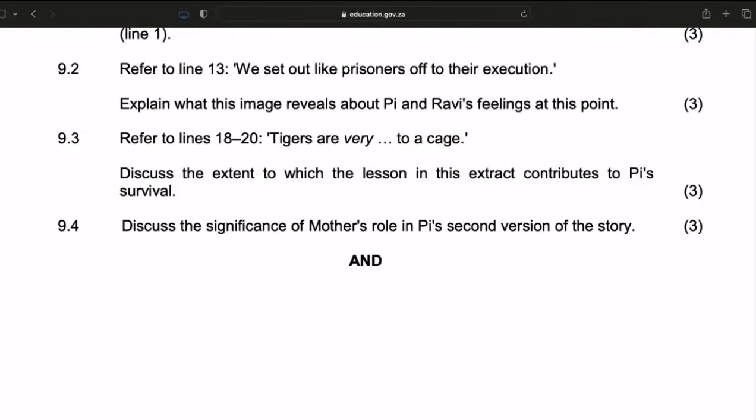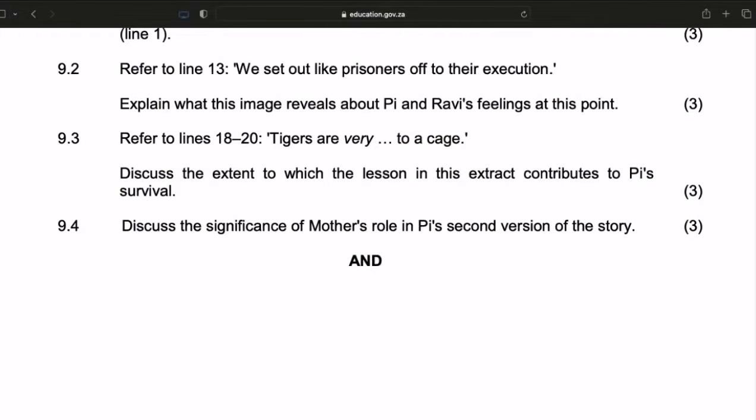He comes across being very assertive, very authoritative, very strict. So the idea here is that 3 marks for 2 ideas well explained. Okay. The first idea here is that provide the feeling and explain why. Because they are uncertain, they didn't know what to expect, they are fearful because Pi's father is very strict, and they were uncertain why Pi's father is calling them, and they set out like prisoners off to their execution.